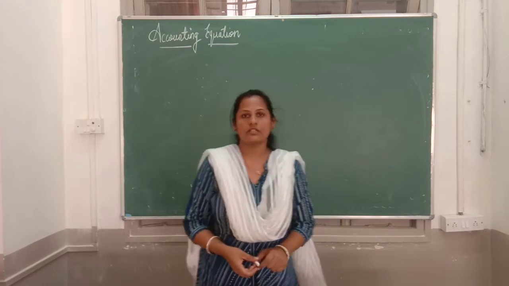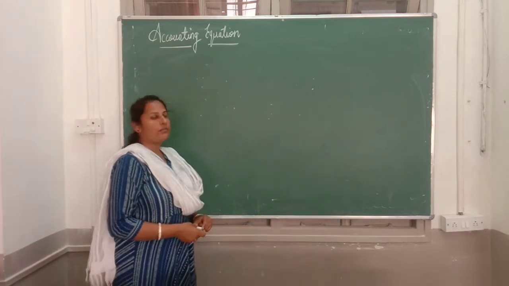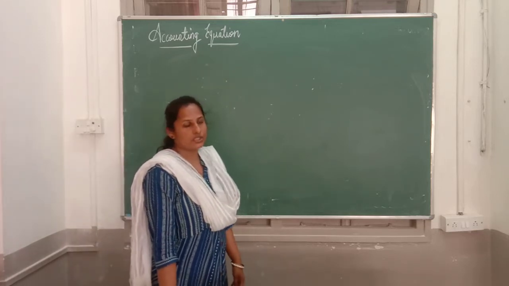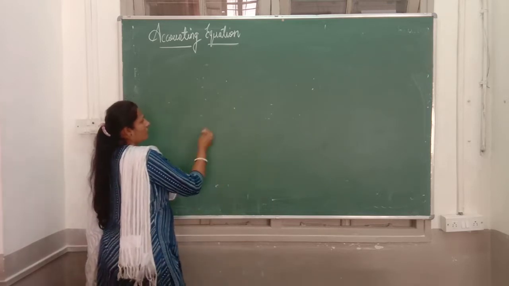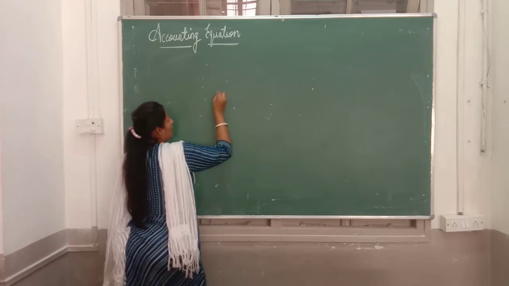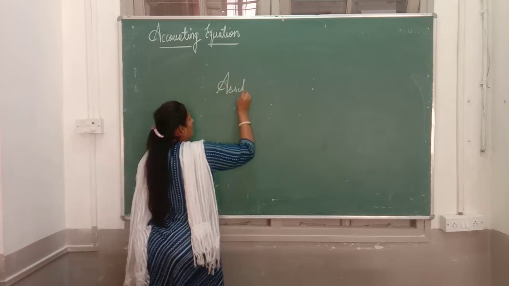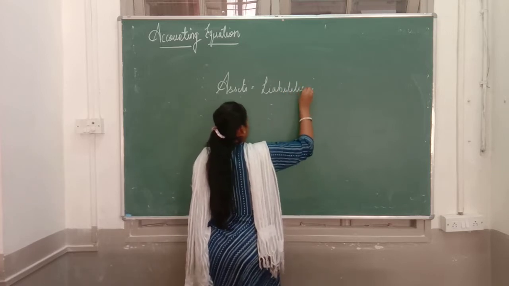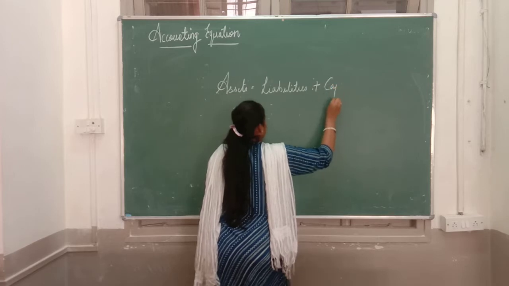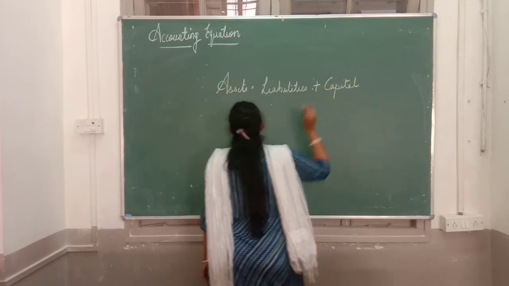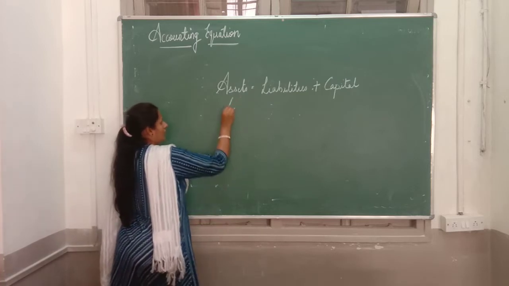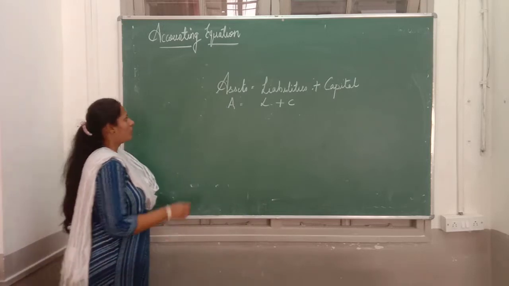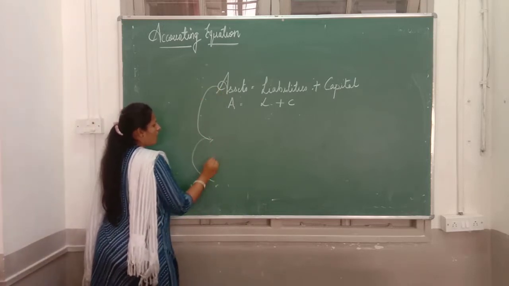Good morning, dear students. Today's class we are going to see problems based on the accounting equation. Already we have learned the theory part of the accounting equation, and we have seen the formulas based on this. One main formula I told you: assets is equal to liabilities plus capital. This is the main formula, that is A = L + C. Based on this formula, we can derive two more formulas.